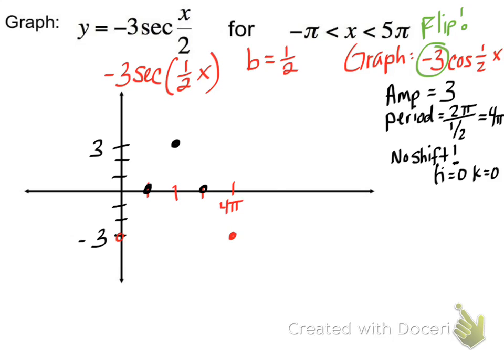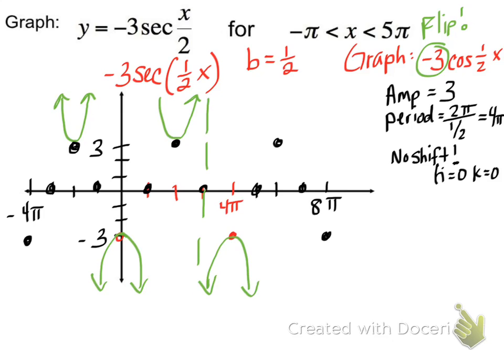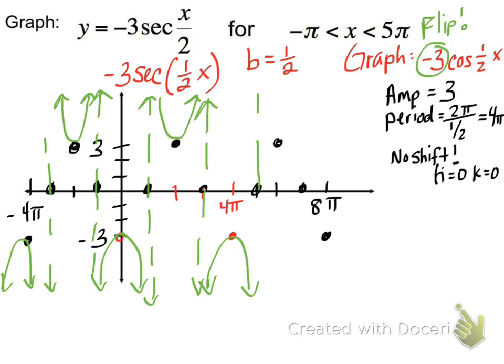Now I'm going to copy and paste that to the right and to the left in order to have a good picture of secant. So now my secant graph, remember the maxes and mins will be your arcs. So I'm going to draw curves at the maxes and mins, and I'm going to draw asymptotes in between them. And so this is actually 3 periods of the secant function. So that is what you should get for this one.